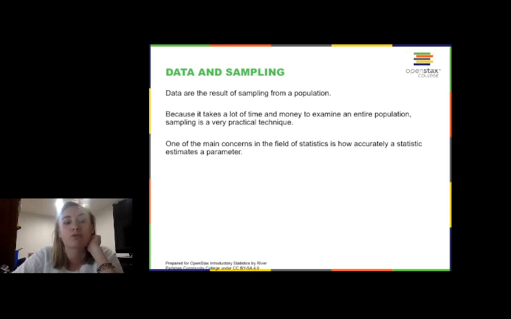Now, we will learn further in this course that there are specific things you want to consider when you're taking a random sample of a population. One of the main concerns in the field of statistics is how accurately a statistic estimates a parameter. So if our parameter is the United States citizens, well, how accurately did our random sampling actually represent the sample of the entire population of the United States?